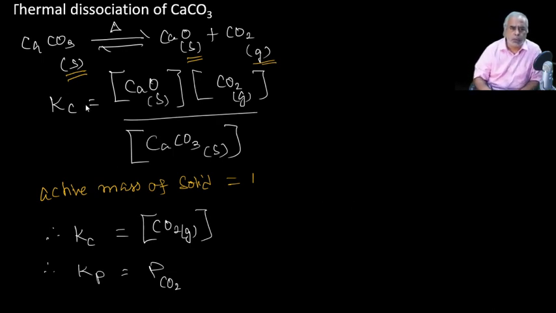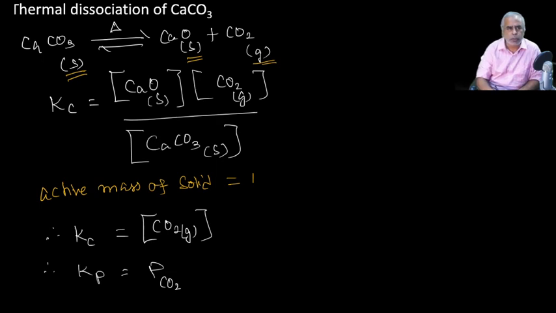Now, let us work out the equilibrium constant based on the concentration for the above reaction. So, here Kc is equal to calcium oxide concentration, but it's in the solid form. Then carbon dioxide in the gaseous form, for which the concentration is to be determined, divided by the solid form of calcium carbonate and its concentration.